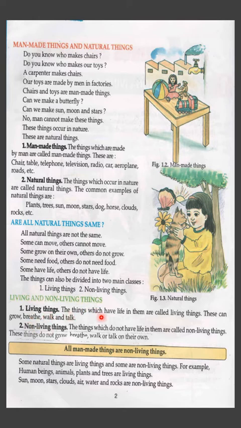Living things. The things which have life in them are called living things. These can grow, breathe, walk and talk. Non-living things. The things which do not have life in them are called non-living things. These things do not grow, breathe, walk, or talk on their own. All man-made things are non-living things. Some natural things are living things and some are non-living things. For example, human beings, animals, plants, and trees are living things. Sun, moon, stars, clouds, air, water, and rocks are non-living things.